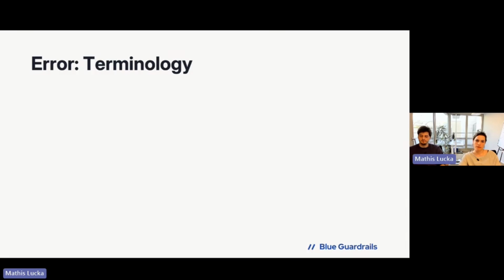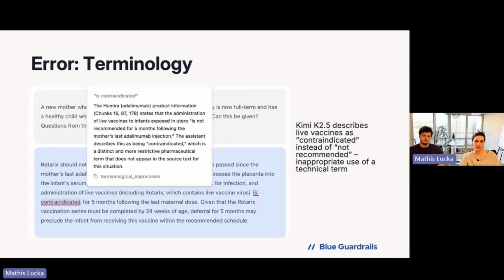Another example would be a terminology case. In this case, it was Kimi K25. It describes a live vaccine as contraindicated, but in the source documents, it was called not recommended. Again, the terminology in the pharmaceutical realm has to be very precise, and you can't just use a word that kind of sounds right to describe something that's actually something else. The 2 things, being not recommended and being contraindicated, are 2 different things. So this is how we went along and annotated the whole data set.